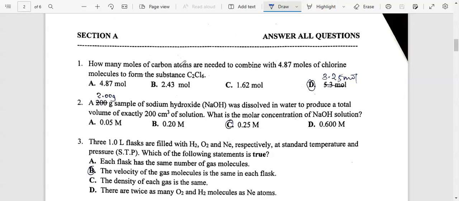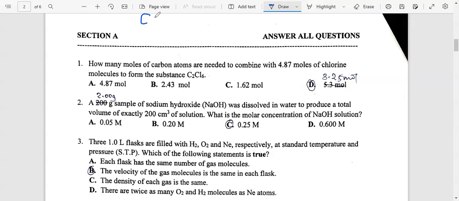Now this, of course, wouldn't be just carbon chloride, because you can see we have got two carbons and six chlorides. So I don't know if I can read it as dicarbon hexachloride like that. So how many moles of carbon do we require to combine with 4.87 moles of chlorine? Let's see first how the equation is going to look.